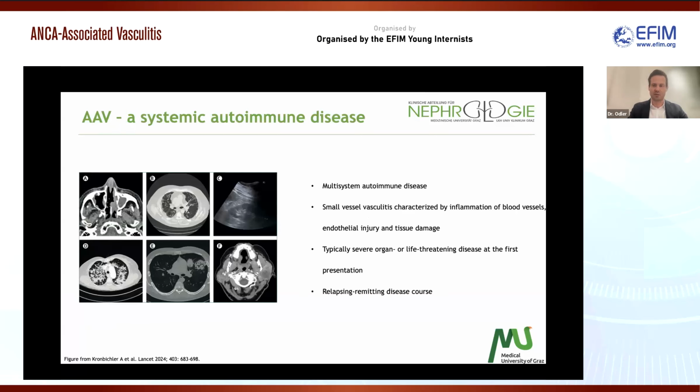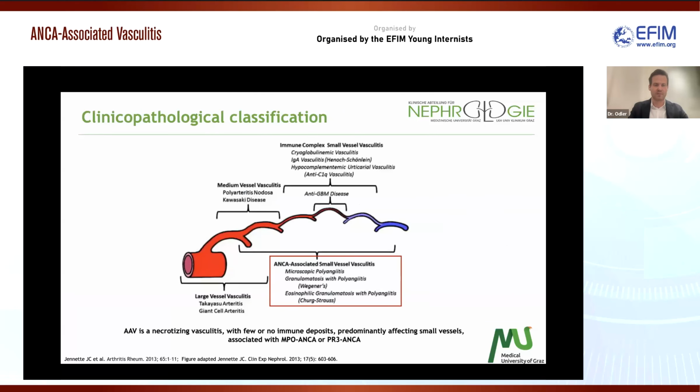As you all know, ANCA-associated vasculitis is a multi-system autoimmune disease that is characterized by inflammation of blood vessels, endothelial injury, and tissue damage. Most of the patients present with a severe organ or life-threatening disease at first presentation, and the disease has a relapsing, remitting nature that necessitates an effective immunosuppressive treatment.